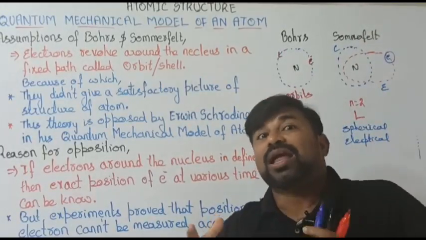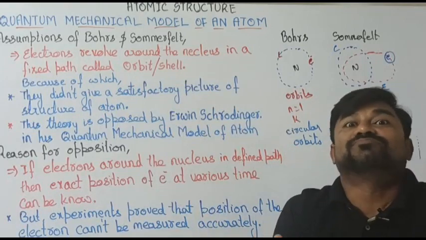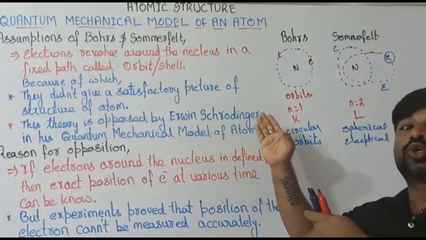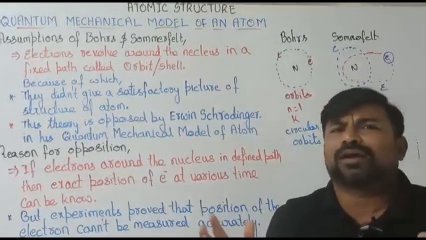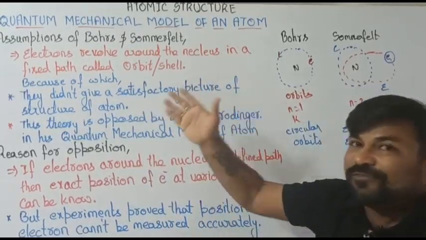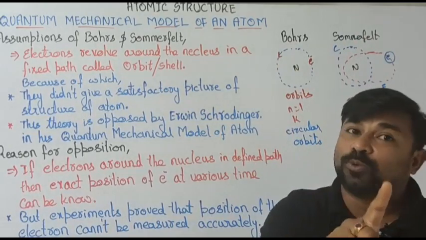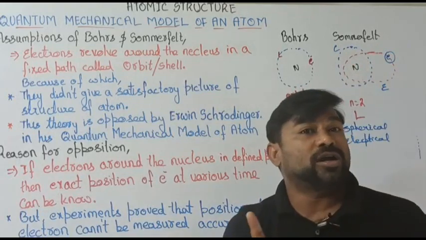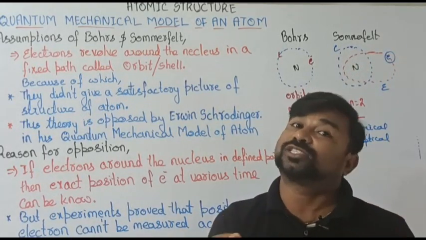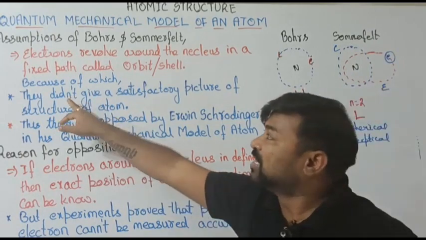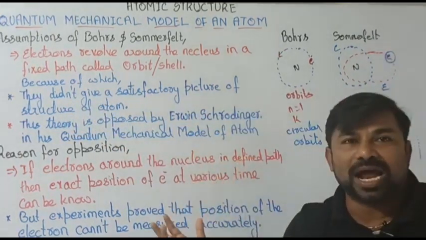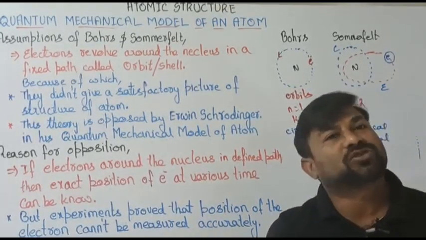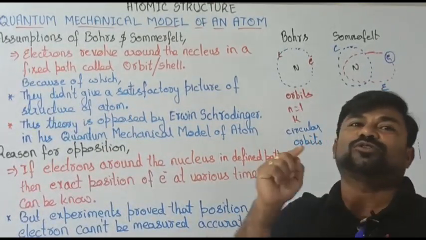Now my question is, are they correct? Are the assumptions perfect? No. This was opposed by Mr. Erwin Schrödinger. You have to remember one more point here: though Mr. Bohr and Sommerfeld gave these models, they were not able to give a satisfactory picture of the structure of the atom. Both Sommerfeld and Mr. Niels Bohr didn't give a satisfactory picture of the structure of the atom.